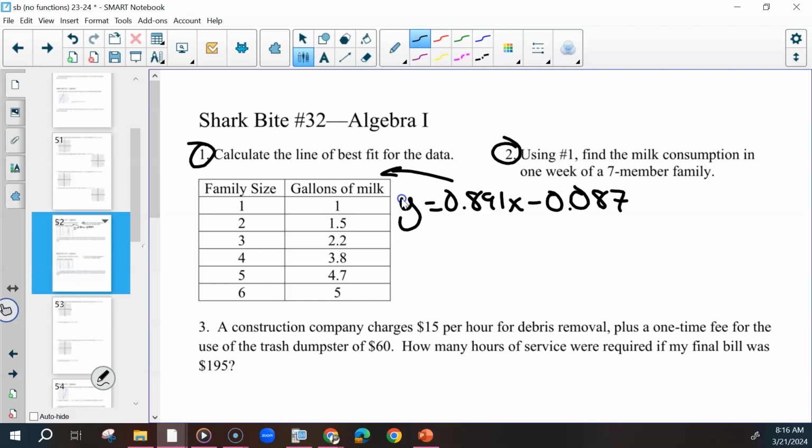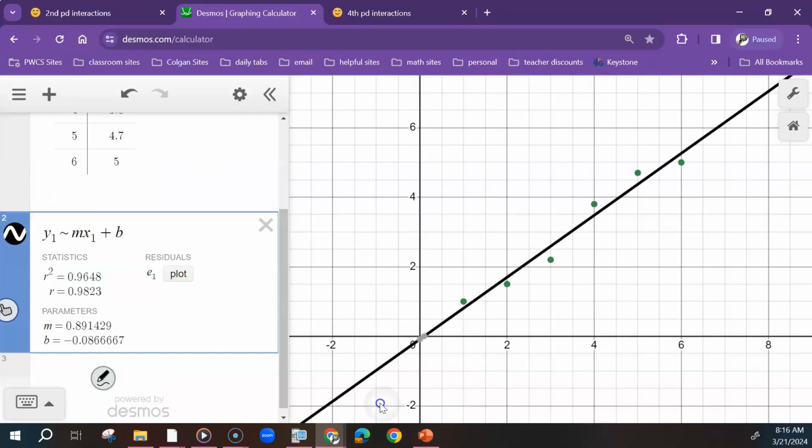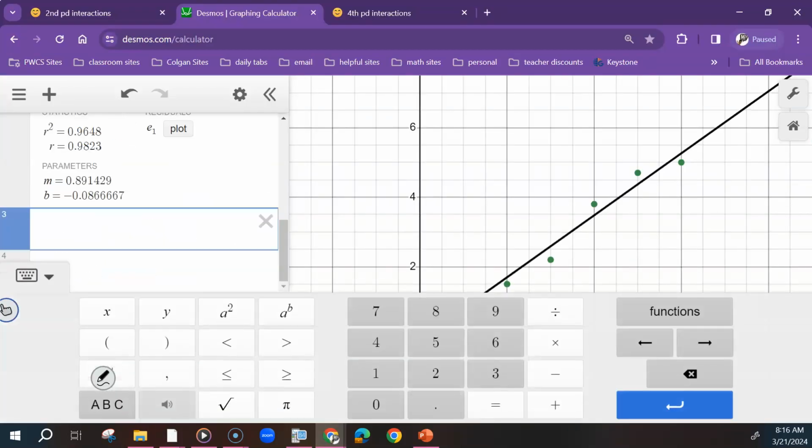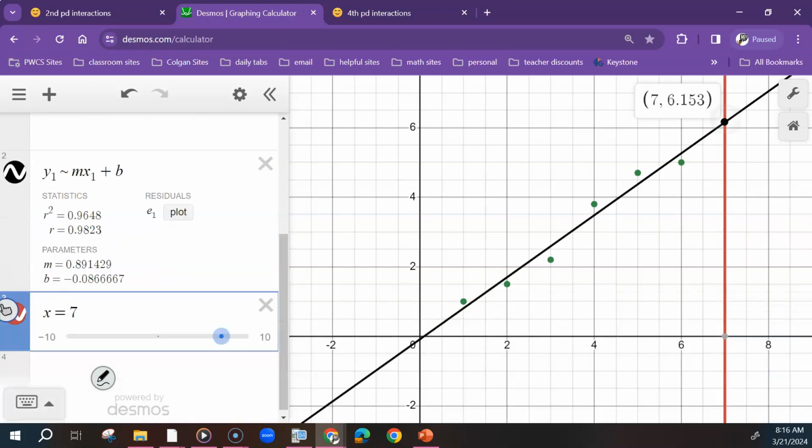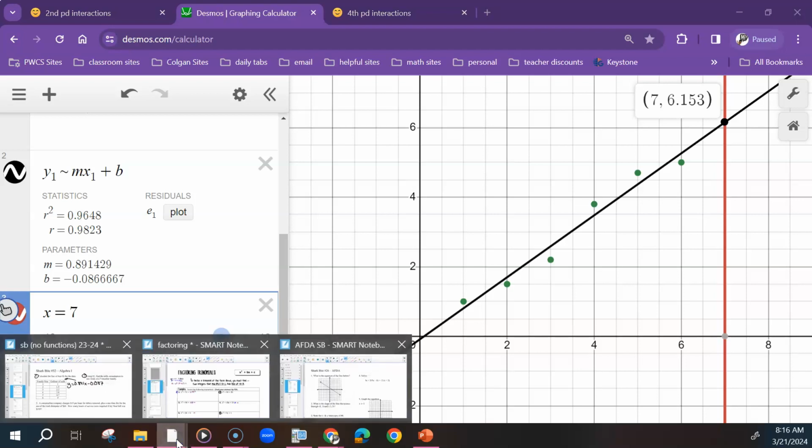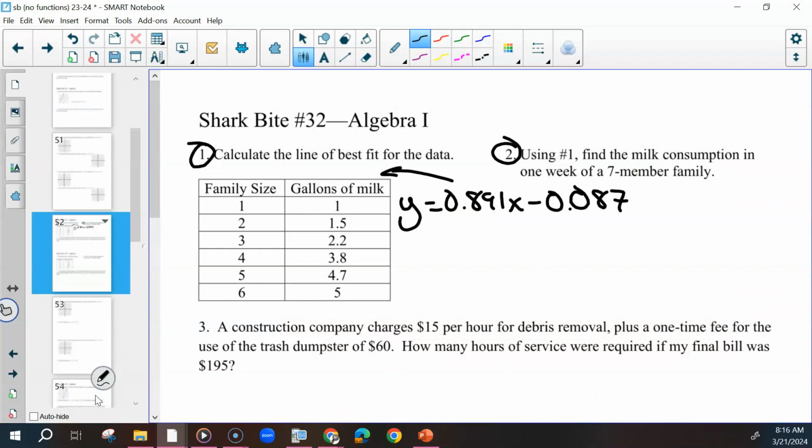And then for number 2, using number 1, find the milk consumption in 1 week of a 7-member family. So family size is x, and we're looking for when x is 7. So if I type that in and I find where those 2 lines intersect, the gallons of milk would be 6.2, since all of these are to the 10th. Make sure you put gallons so you have labels.